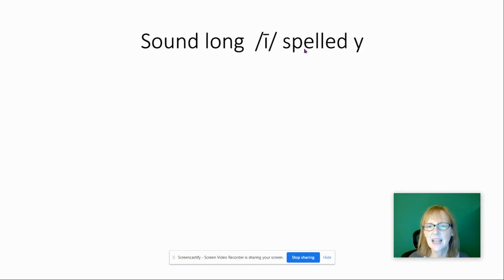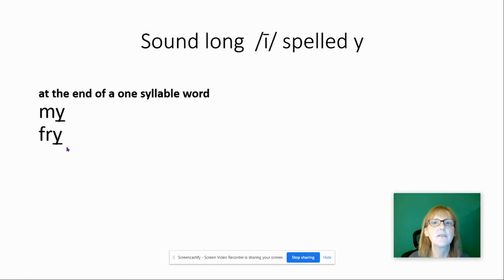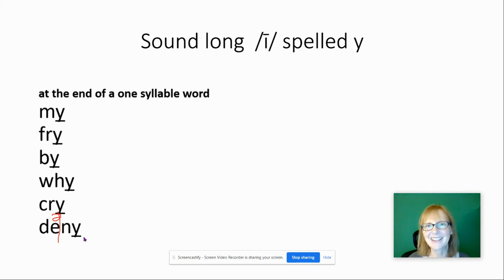All right, long I, the sound of long I spelled with a Y. We have it here at the end of a one-syllable word: my, fry, buy, why, and cry. Oh, and there's the word deny, which I talked about before. Deny is a two-syllable word, but in this case, it's an open syllable at the end that we're going to spell with a Y.